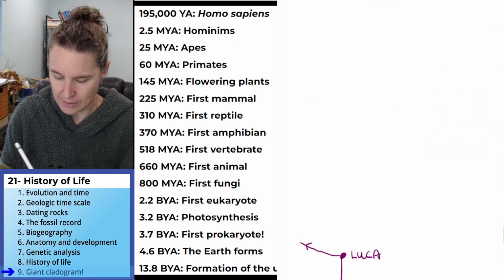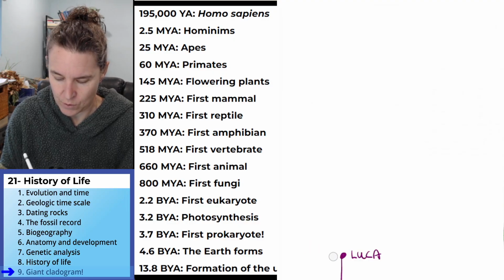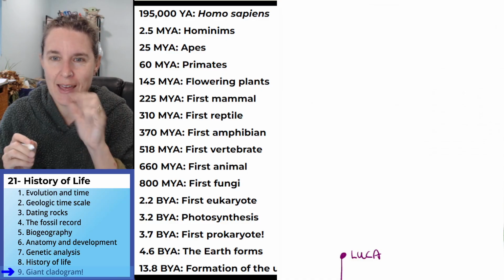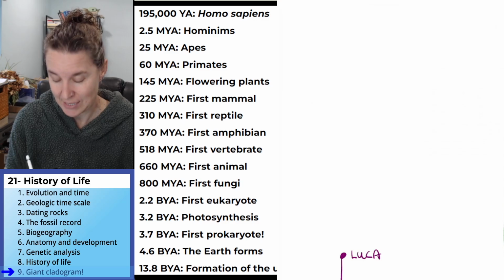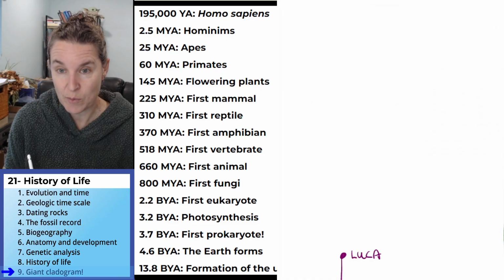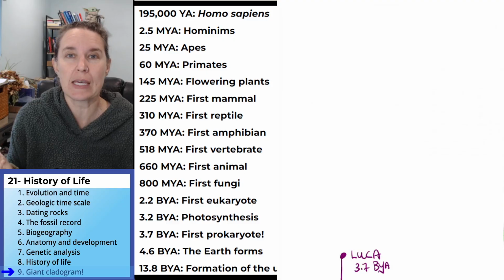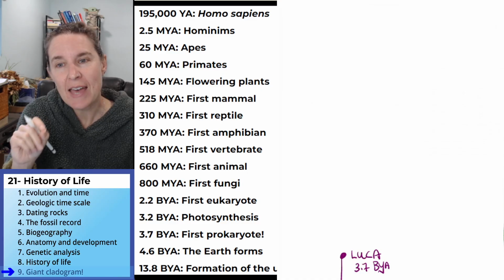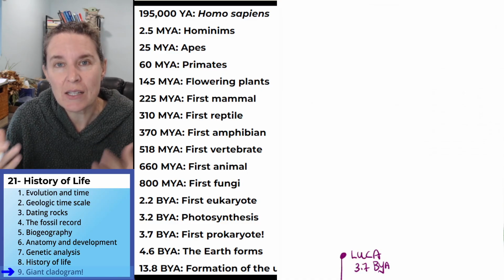I'm going to erase this because I don't want this line to get confused. I wish I could circle the first prokaryote and Luca. And maybe what I should say is let's just put a note that this is 3.7 billion years ago. That might be the key that helps us. That's an ancestor. That's a node in our cladogram.